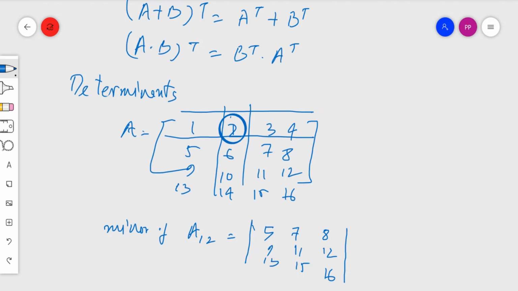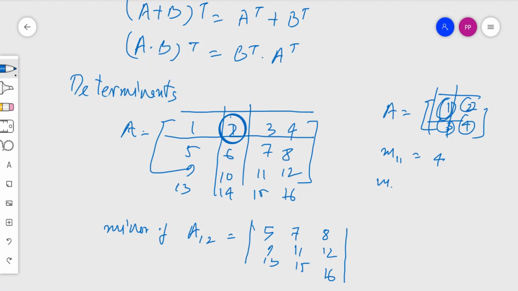So let us take a simple example of finding a minor of a matrix, say A equals 1 2 3 4. Then there are 4 minors because we have 4 elements here. So minor 11 equals, I have identified 1, so I remove this row and column, and it becomes 4. So M12, first row second element 2, becomes 3.